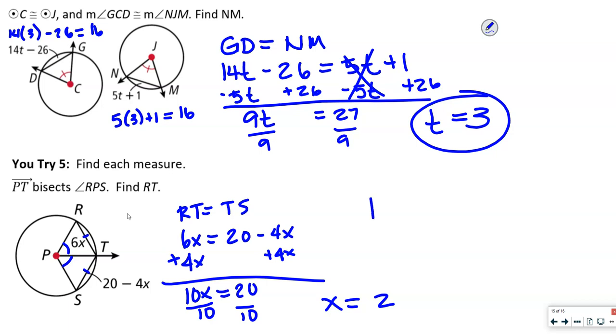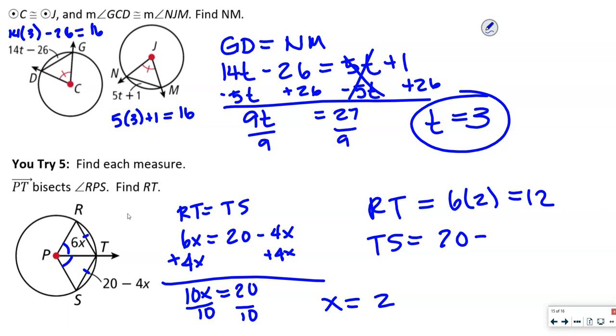Now let's put that 2 back in. It's asking us to find RT. So that's going to be 6 times 2, which is 12. And how do we check this, guys? Yep, we put it in for TS. TS is equal to 20 minus 4 times 2, that's 8. That's also 12. So there's our check.